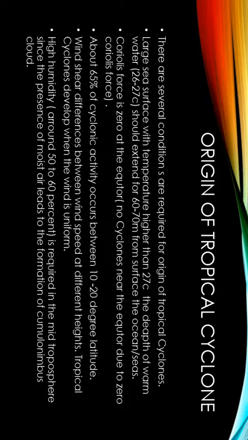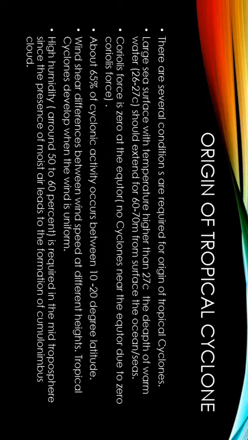Origin of tropical cyclones. Several conditions are required for the origin of tropical cyclones. A large sea surface with temperature higher than 27 degrees Celsius, with warm water of 26 to 27 degrees Celsius extending 60 to 70 meters from the surface of the oceans and seas. Coriolis force is zero at the equator, so there are no cyclones near the equator. About 60% of cyclonic activity occurs between 10 and 20 degrees latitude.